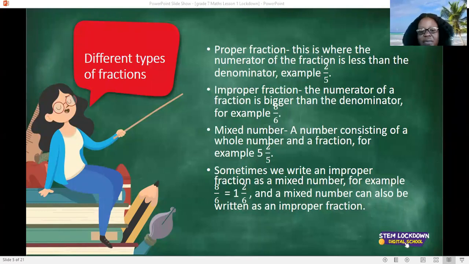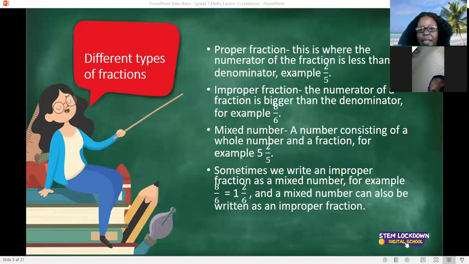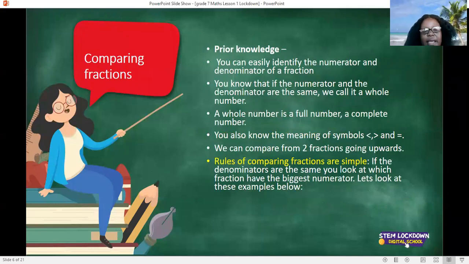And then a mixed number can also be written as an improper fraction. So in our next lesson, we're going to be checking how we convert the mixed number to an improper fraction and the improper fraction to a mixed number. So now back to, so now we are on comparing fractions.